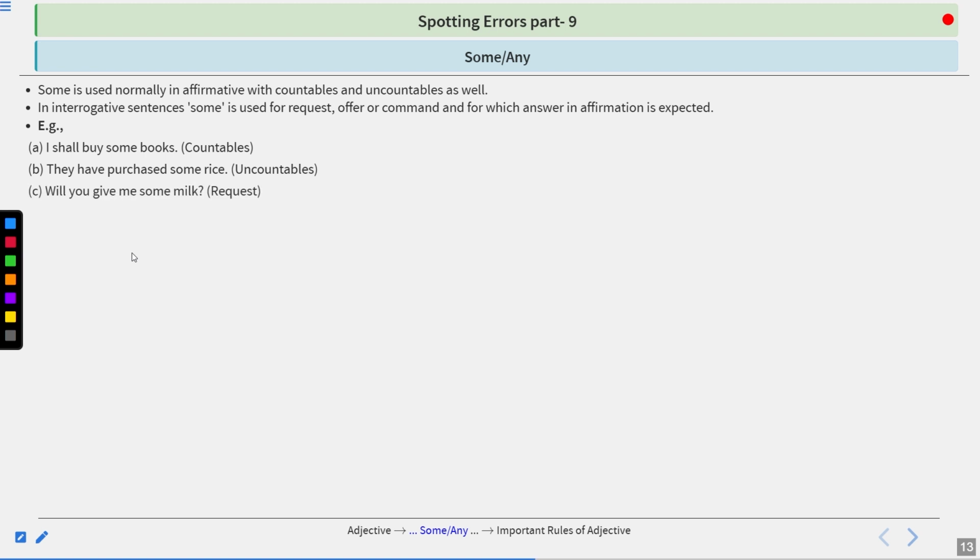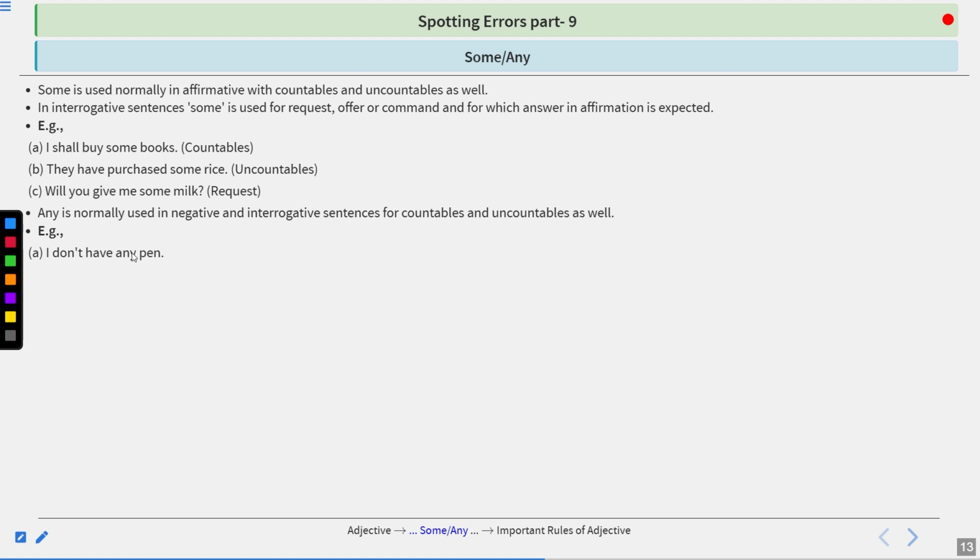Will you give me some milk? It is a request. It is a kind of interrogative formation, but it is not an actual interrogation. We are requesting here. It is not a question we are asking. It is a request in the form of a question. And any is normally used in negative and interrogative sentences for countables and uncountables as well. So we use any in negative and interrogative sentences, either with countables or uncountables.